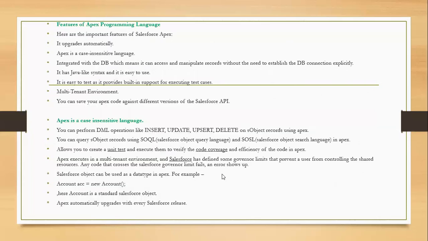Next, in features of the Apex programming language, here are the important features of Salesforce Apex. It is upgraded automatically. Apex is a case-insensitive language integrated with the DB, which means it can access and manipulate records without needing to establish a DB connection explicitly. It has Java-like syntax and it is easy to use.